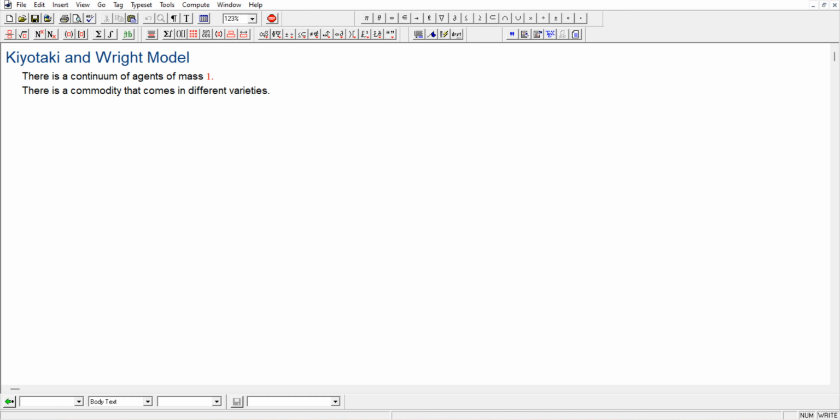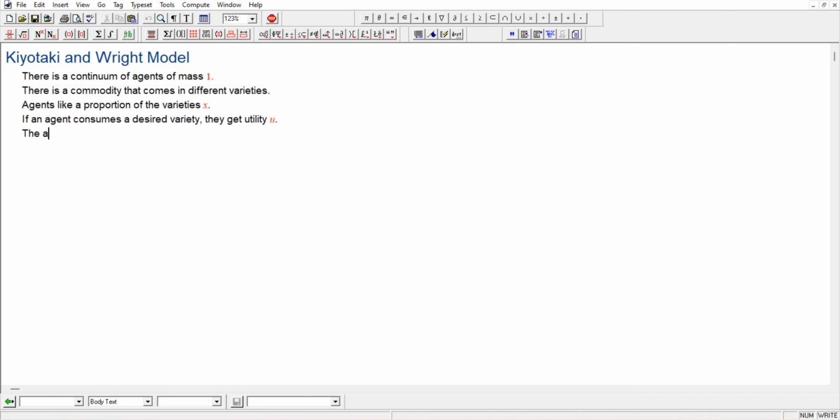So agents like a proportion of the varieties of size x. If an agent consumes a desired variety, then they get utility U. Okay.